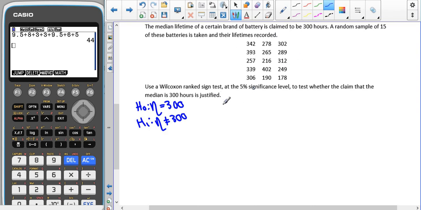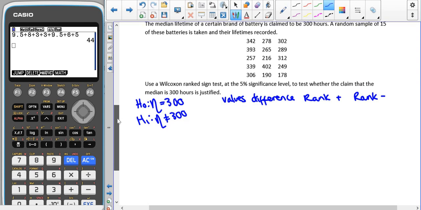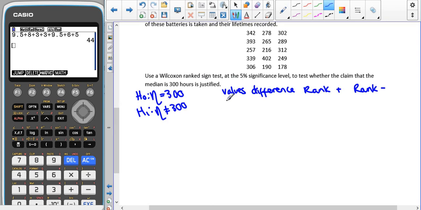And then we're going to have to write our values and our differences, and then our rank plus, and then our rank minus, in the same way as we did for the one-tail tests. So we have 3, 4, 2. I'm going to work across, going to try and write as small as I can to fit it in.